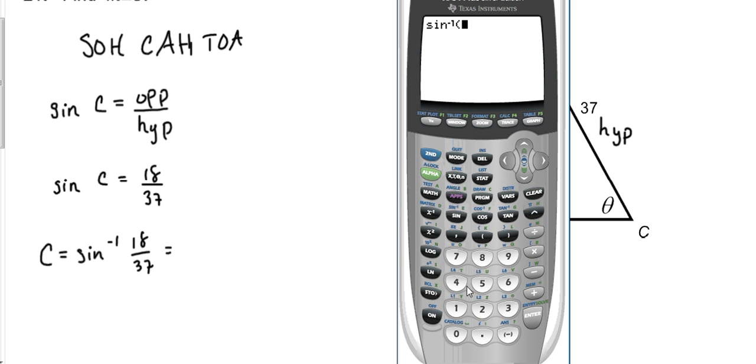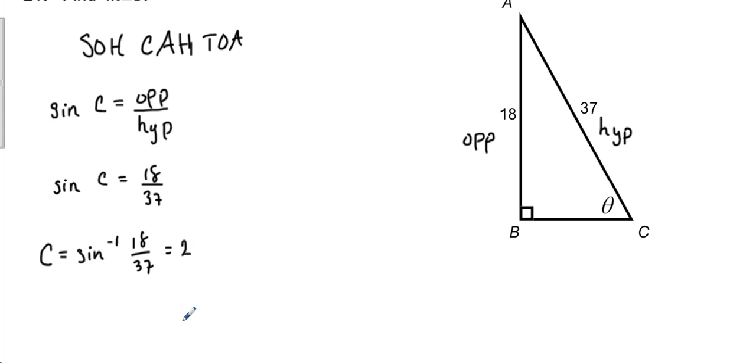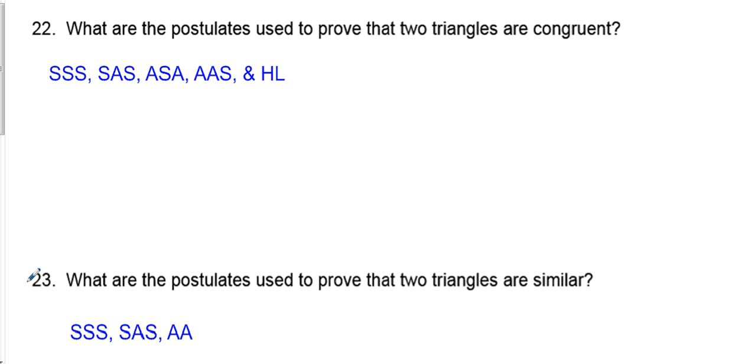Second sine 18 divided by 37. And we're going to come up with 29.1 degrees. All right, next up, 22 and 23. I just wrote these out.